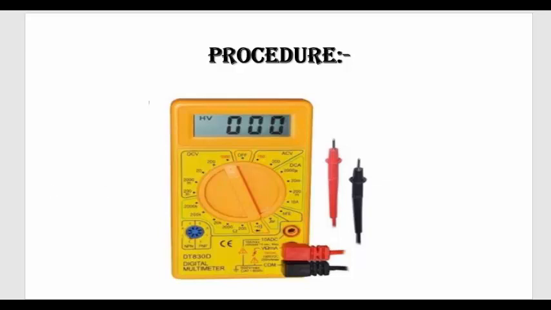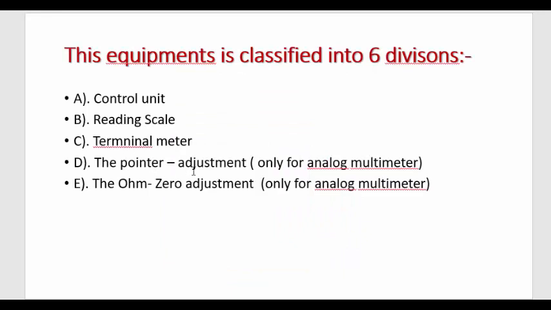Now the next component is the pointer adjustment, only for the analog multimeter. It is used to set the scale of volt and current on 0, and adjustment is not required if the pointer is already set to 0. In an analog multimeter, we have to set the pointer for the voltmeter and the current to 0. If it is already at 0, then we have no need to adjust it.